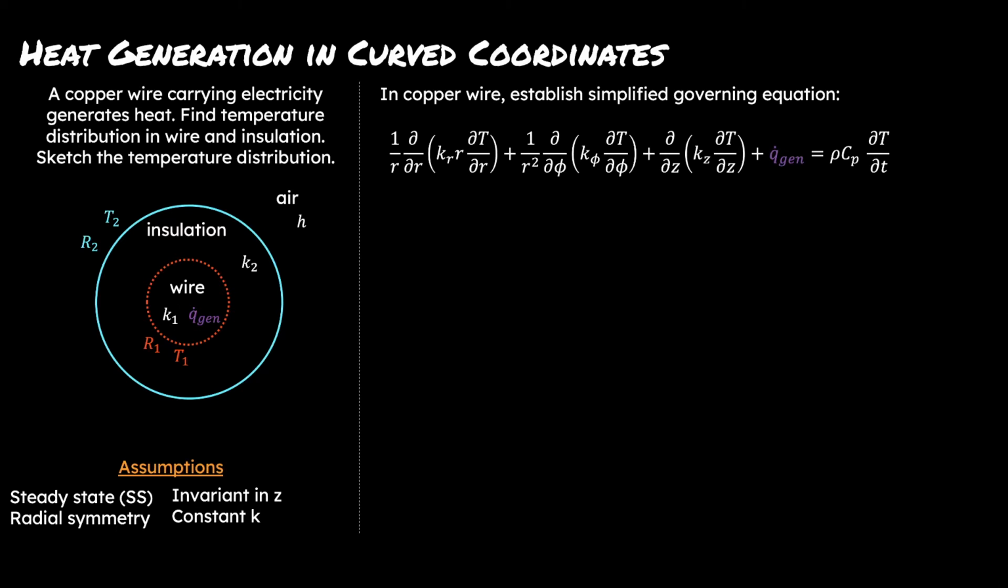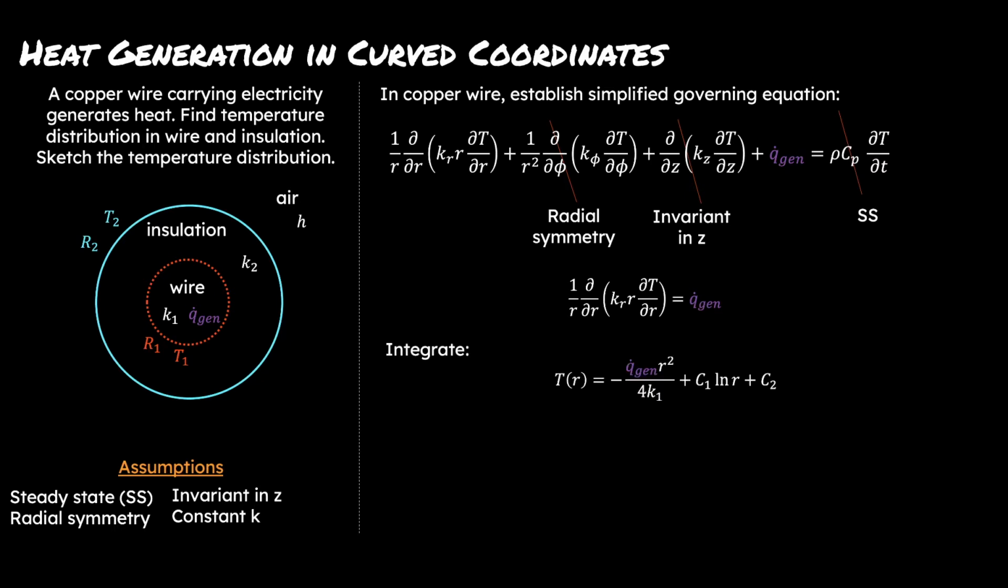We have here the full heat diffusion equation in cylindrical coordinates. Since we have radial symmetry, we can eliminate any sort of angular dependence. The system is invariant in z, which gets rid of this term, and we're at steady state. This leads to a much simpler governing equation. We can integrate it, and we end up with T of r equals minus q dot gen r squared over 4 k sub 1 plus C sub 1 times the natural log of r plus C sub 2.